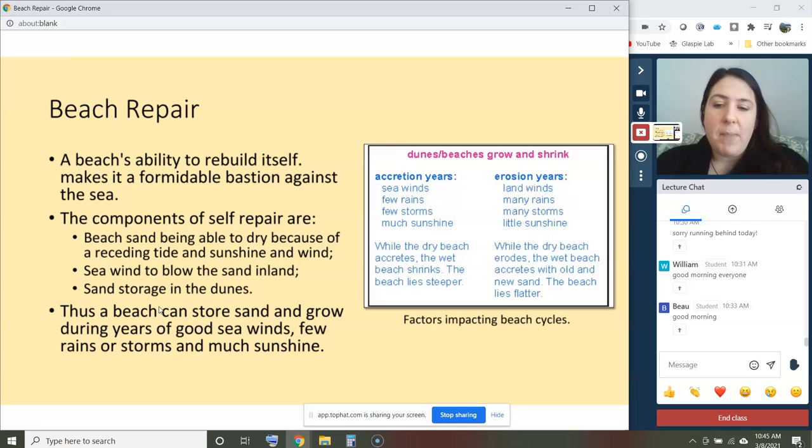That means that a beach can store sand and grow during years with good sea winds, few rains or storms, and a lot of sunshine. And this image here shows you what factors lead to good years where a beach grows, and we consider those accretion years. So sea winds, few rains, few storms, much sunshine. And then erosion years would be just the opposite. So winds not coming from the sea, winds that are blowing the sand out to sea, a lot of rain, a lot of storms, and not very much sunshine.